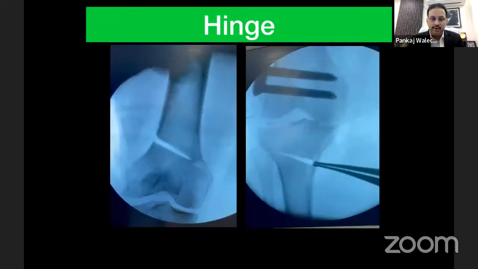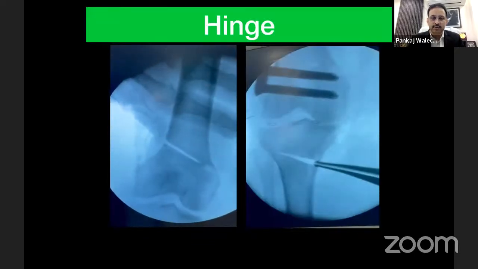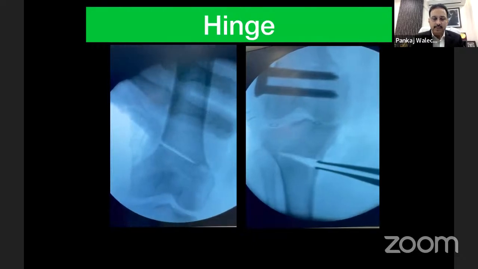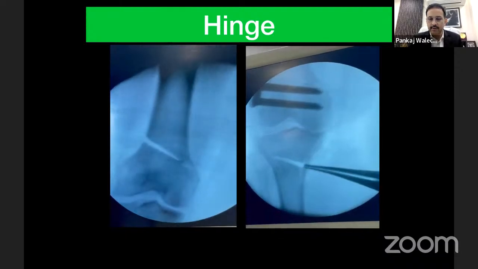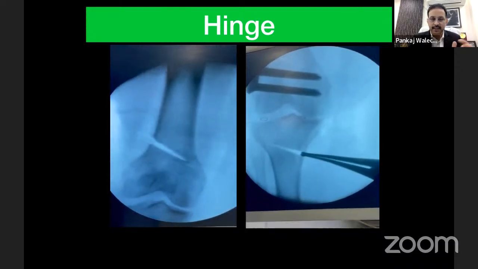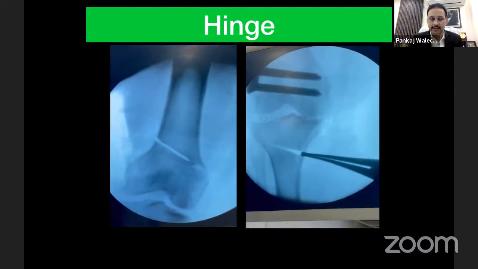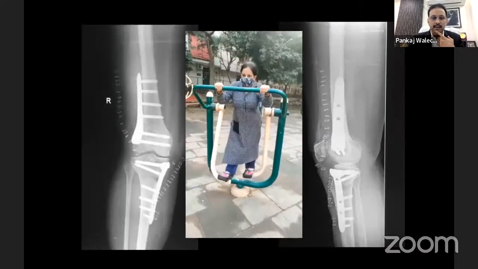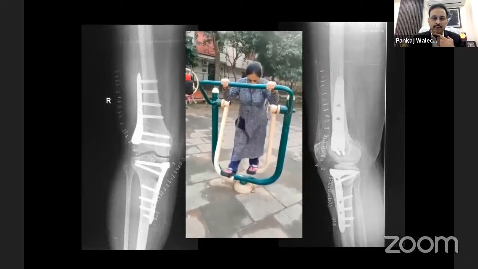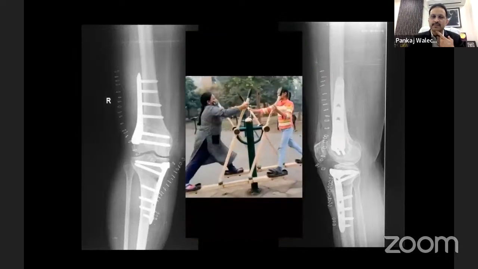And the hinge should be kept intact, as you can see in both the videos: the osteotomy can be compressed on the femur while the hinge is intact, while it can be opened on the tibia with that springy effect, which tells you that the hinge is intact. Then you go ahead and fix both the osteotomies. And this is the patient doing open gym activities at 6 weeks after the surgery.